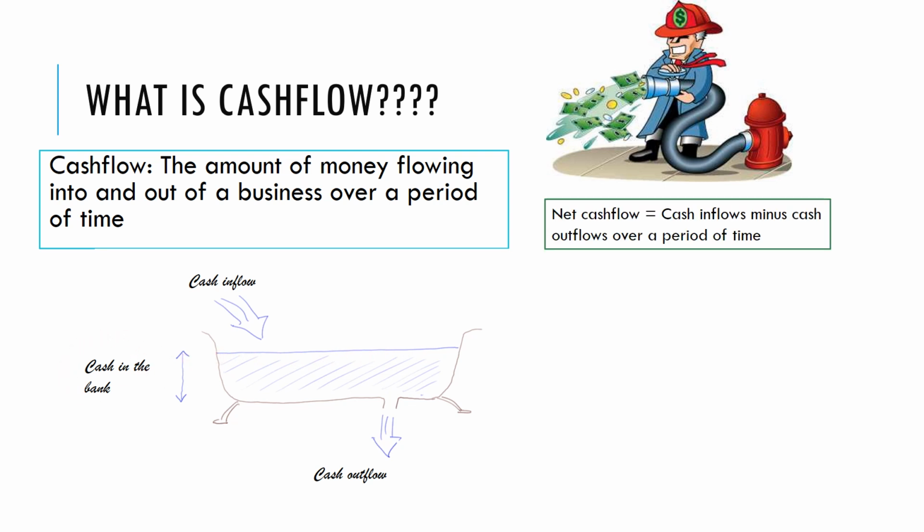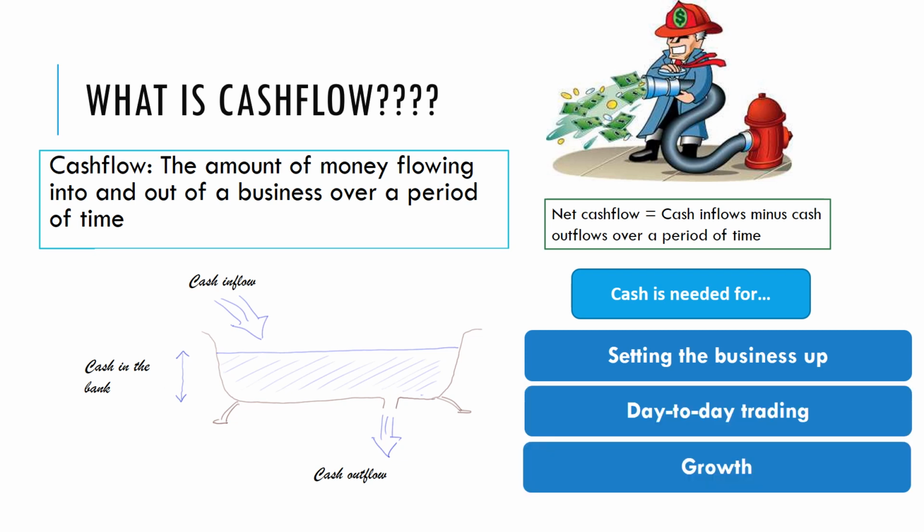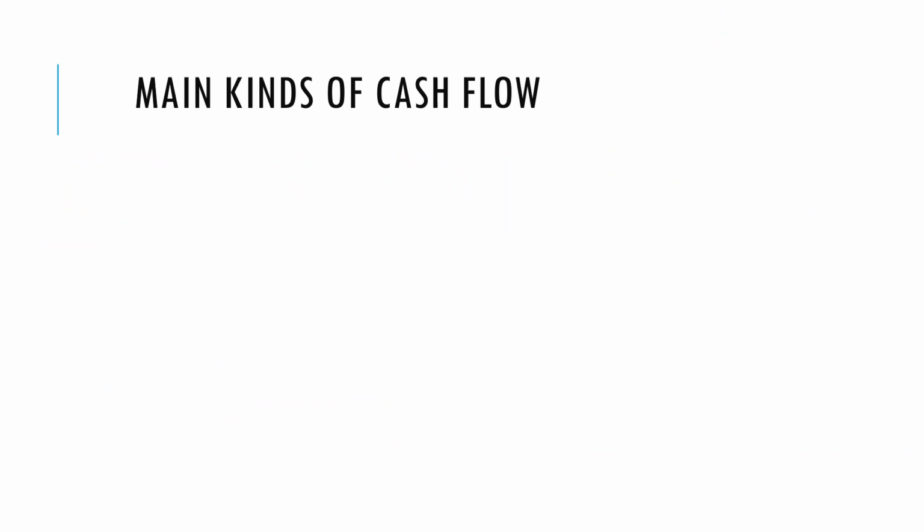Another important key term is net cash flow, and net cash flow is the inflows minus the cash outflows. So what comes in minus what goes out over a certain period of time. And again, you should take that down in your notes. So cash flow is important. A business needs cash in order to set up the business and get it started, to trade on a day-to-day basis, and to enable it to expand, invest and grow in the future.